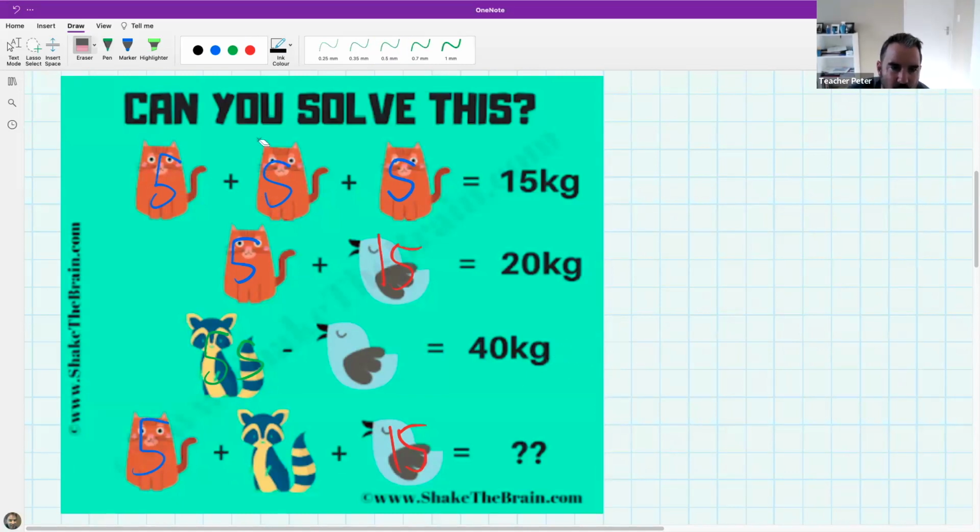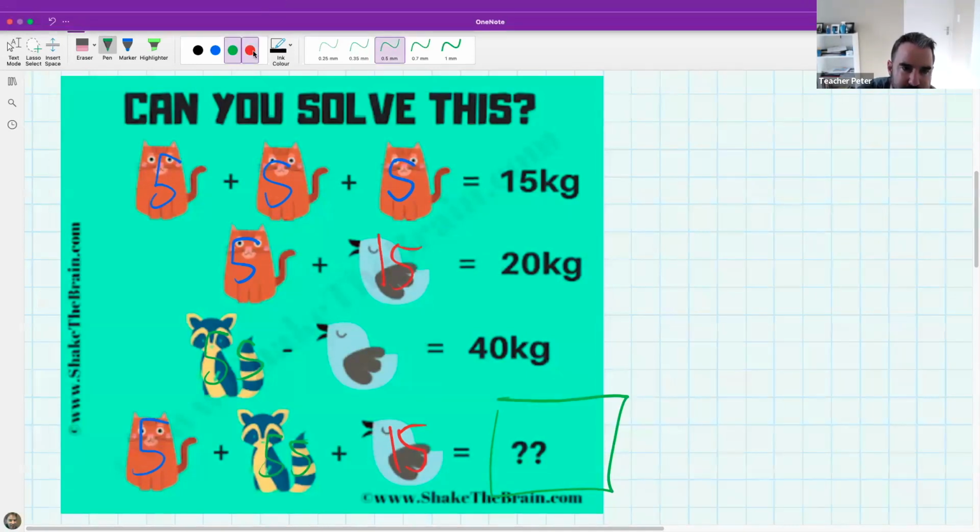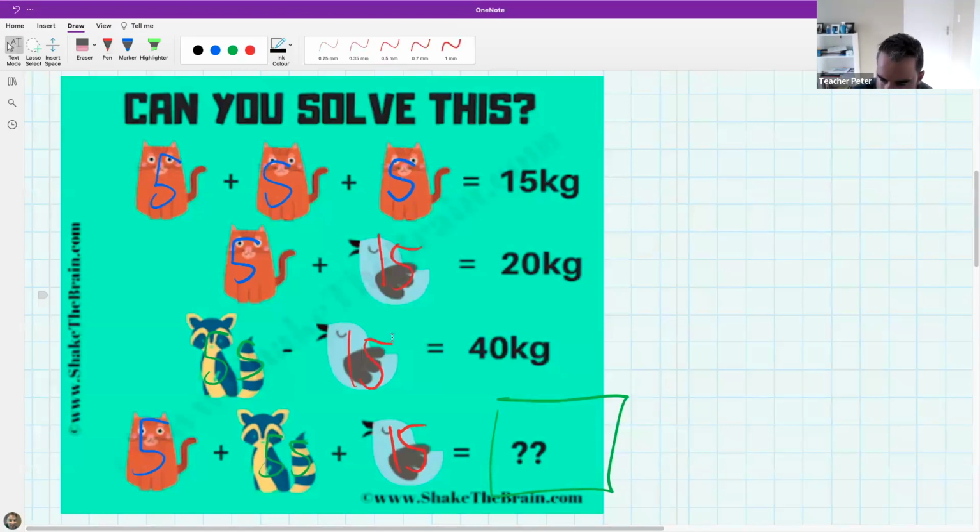And then what's the last thing going to be? It's going to be 55 plus 5. So what is the final value going to be? So the bird has to be 15. So what is my final answer going to be? 5 plus 55 is 60, plus 15 is 75. Well done, everyone. Well done.